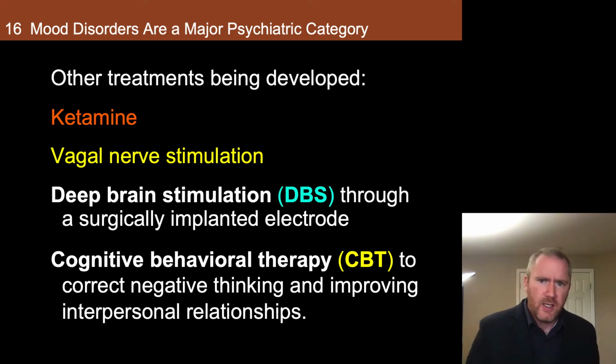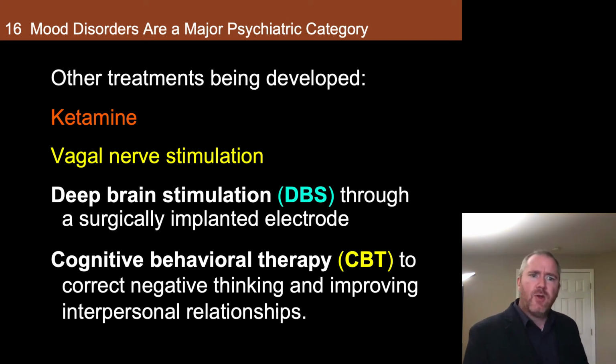ECT is just not popular because it was ruined by Nicholson in One Flew Over the Cuckoo's Nest, which sort of demonized it and made it look like this horrible monstrosity of a thing. But it's really incredibly safe, particularly if you're given the proper pharmacotherapy in advance to reduce spasms and these sorts of things that actually could hurt.